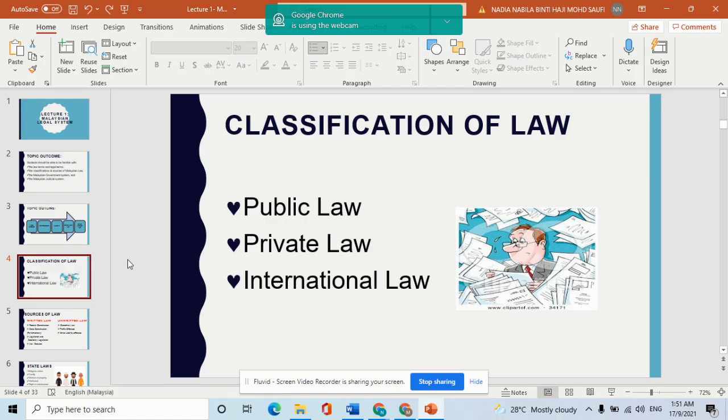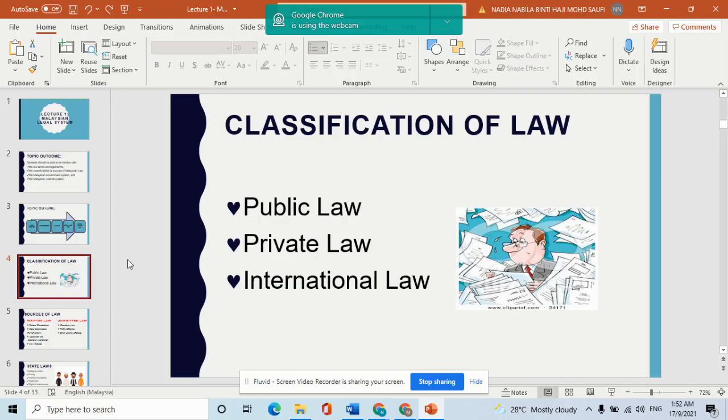So let's begin with classification of law. How many classes or categories of law do we have in Malaysia? We have basically three. However, the last one, international law, can be divided into two more divisions, which are public international law and private international law. So what is public law? Public law is laws that govern the public at large, as a whole. As an example, an individual being in a society, or groups of people being in society.